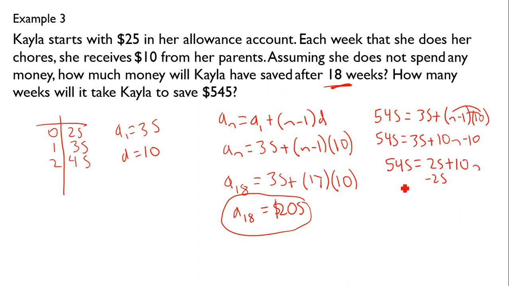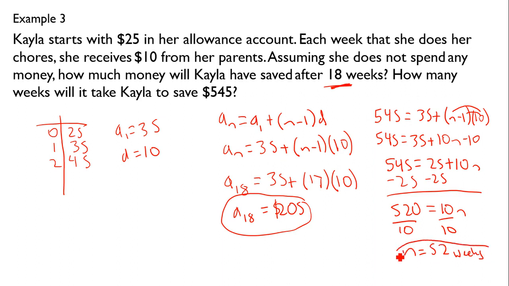We can subtract that 25 over. I've got 520 equals 10n. Divide by that 10, meaning that n equals 52. Now, what does that mean? Well, it asks how many weeks. So 52 weeks. In other words, 1 year. So in 1 year, she would have it.